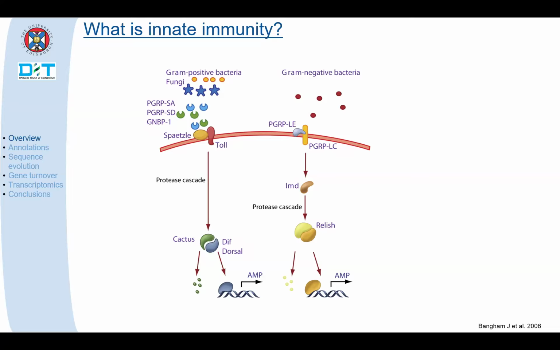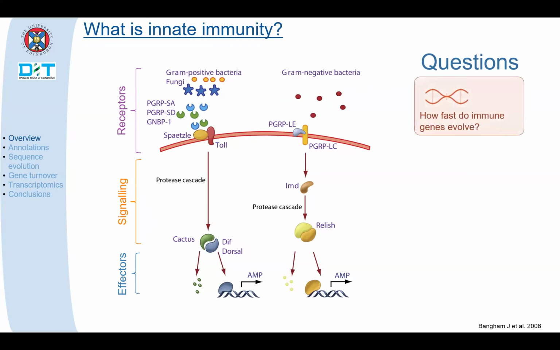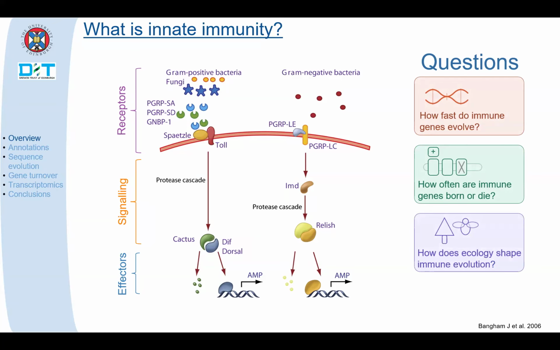These pathways contain three classes of genes. First are the receptor genes that recognize the pathogens in the blood and on the cell surfaces. The second class is the signaling genes that relay the signals from the receptors and carry them to the transcription factors that transcribe the third class of genes, called effectors, like AMPs, which directly kill the pathogens. So from here, three questions motivate this study: how fast do immune genes evolve? How often are immune genes born or do they die? And how does ecology shape their immunity?